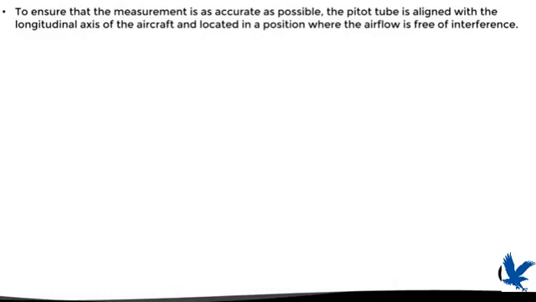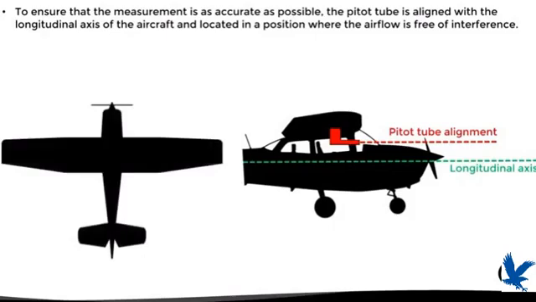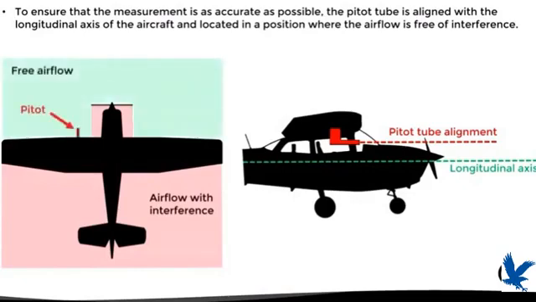Now, in order to ensure that this pitot tube performs an adequate measurement, it is important that it is aligned with the longitudinal axis of the aircraft, as we can see in this example. And also, it must be located in a part where the airflow is free from any interference. Because when an aircraft moves through the air, the airflow is altered by parts of the plane, like for example the propeller or the wings. And this interfering flow is not suitable for measuring the total pressure. Therefore, the pitot tube should be located in such a way that it is exposed to the proper airflow, in other words, the free airflow.